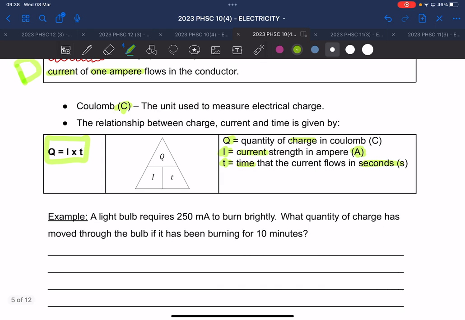Now, I put this triangle in here because I think you did this triangle last year. Did you use triangles last year? In technology?